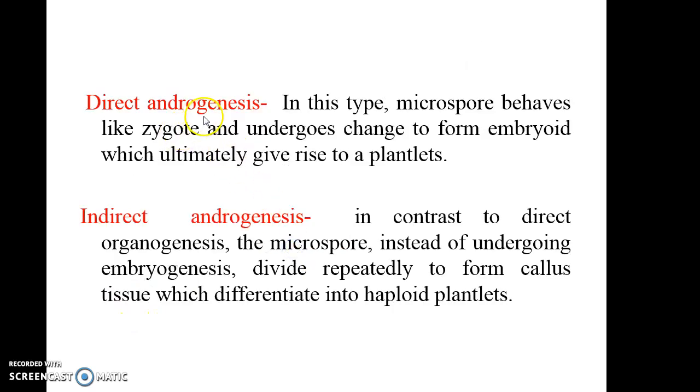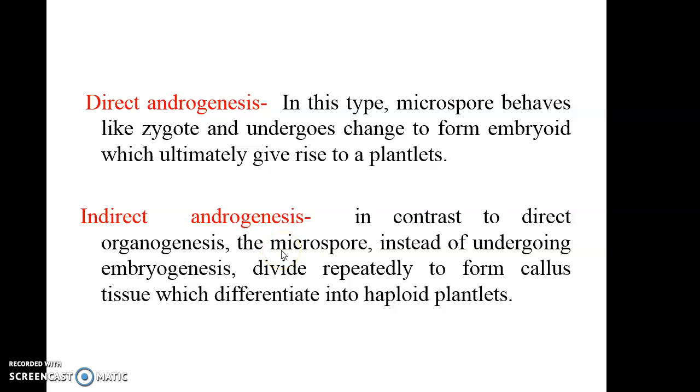What is direct androgenesis? In that, the microspore behaves like a zygote, undergoes change, and forms plantlets. That means there is no callus phase. The microspore directly gives rise to the plants. In indirect androgenesis, a callus phase is involved.